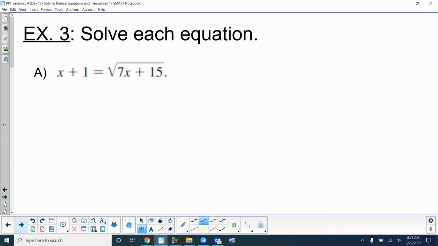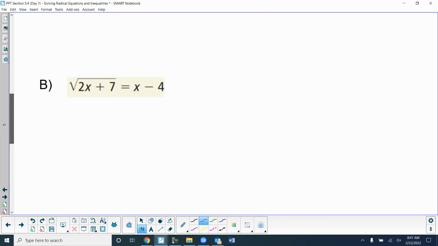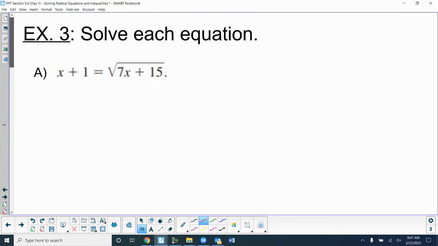All right, so there might be two since there's an A, there's usually a B, right? No. So, is the radical part isolated there on the right? Yes. So what do I do to both sides? Square them. Now how do you square x plus 1? You do the whole thing.